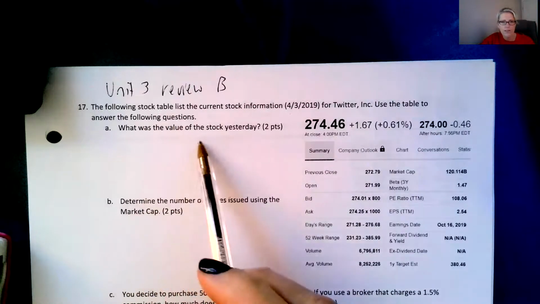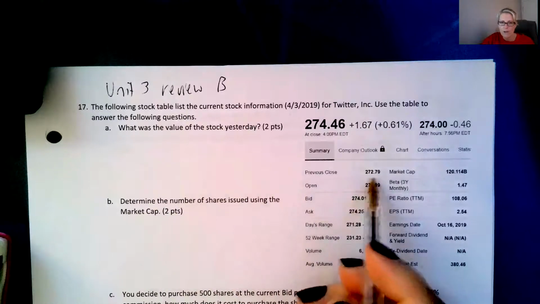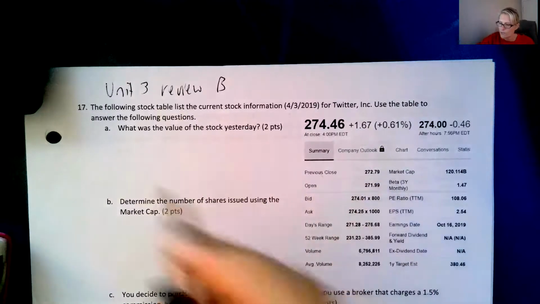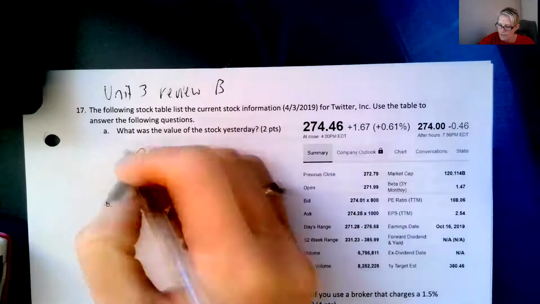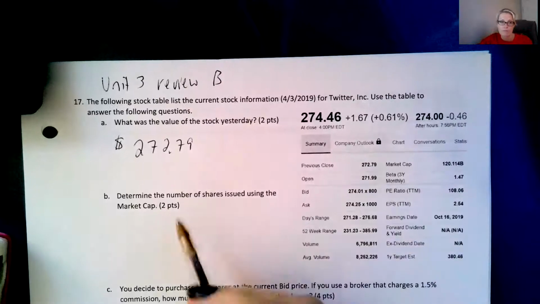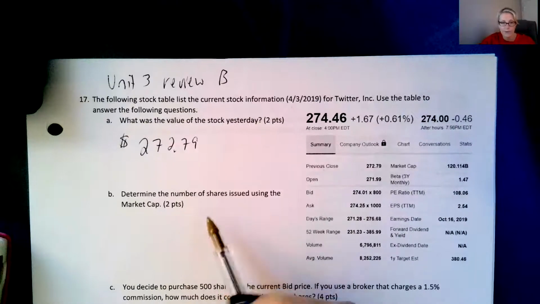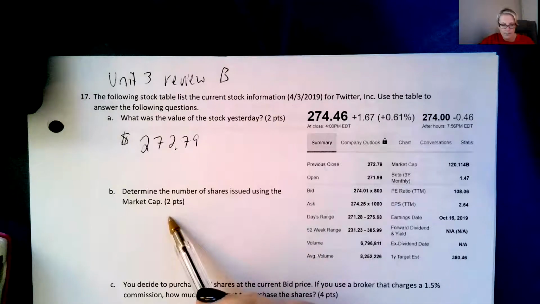What was the value of the stock yesterday? So the previous close was 272.79. And it probably was going up because everybody's sitting at home on their phone. Determine the number of shares issued using the market cap.